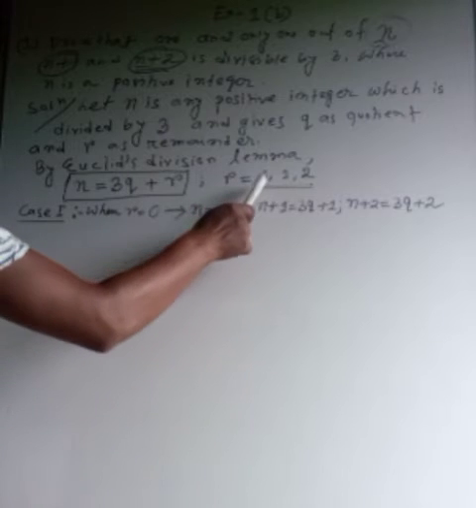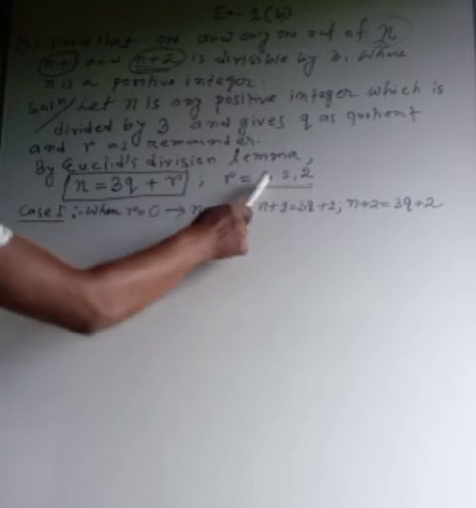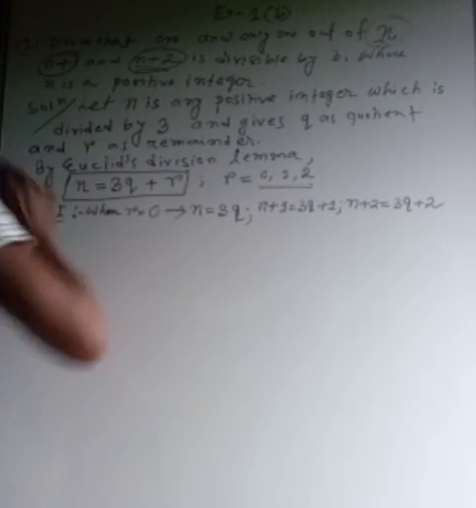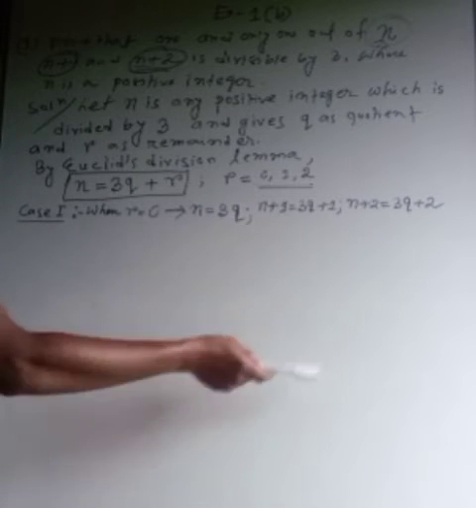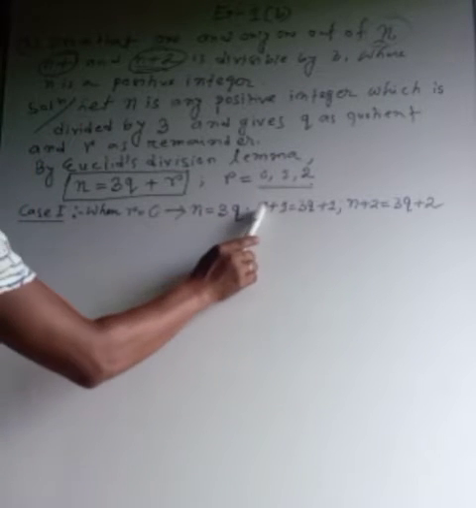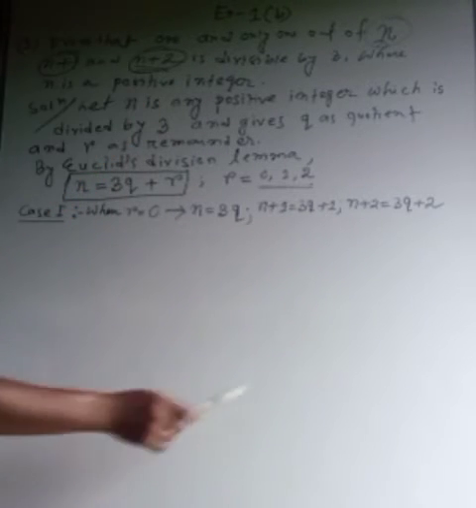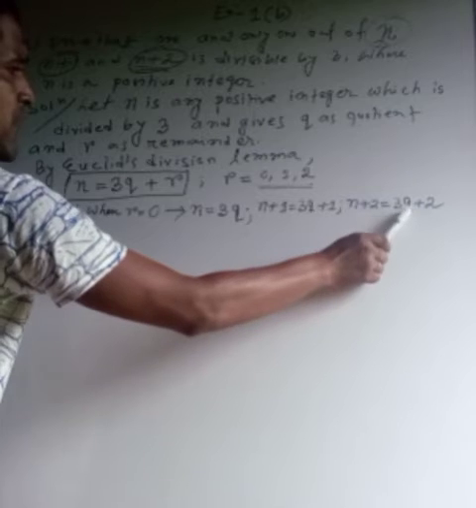It means we have applied the first remainder, 0, in the case of these three consecutive integers. First one is n, so n equals 3q. Second one is n plus 1, where the n value 3q plus 1. Third one is n plus 2, so n plus 2 equals 3q plus 2.